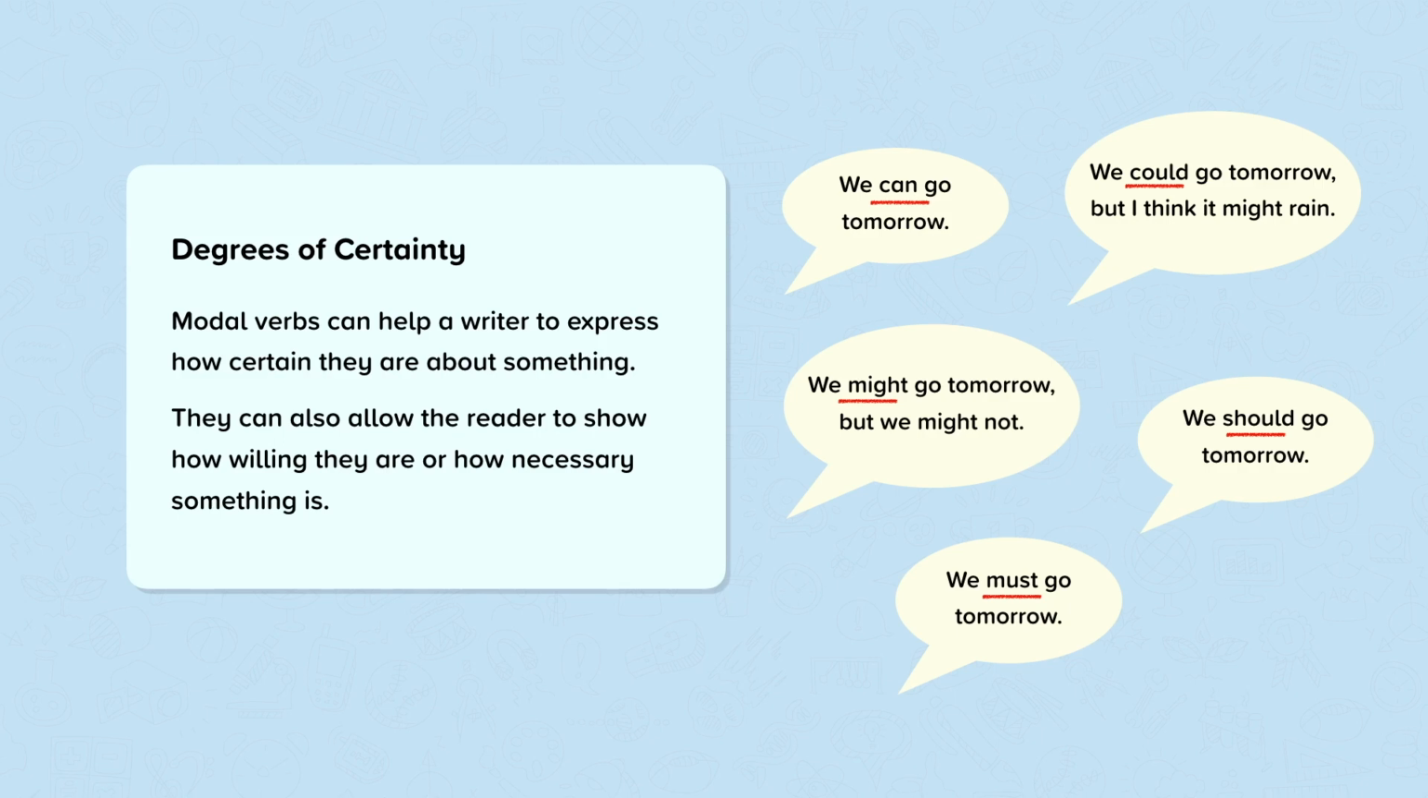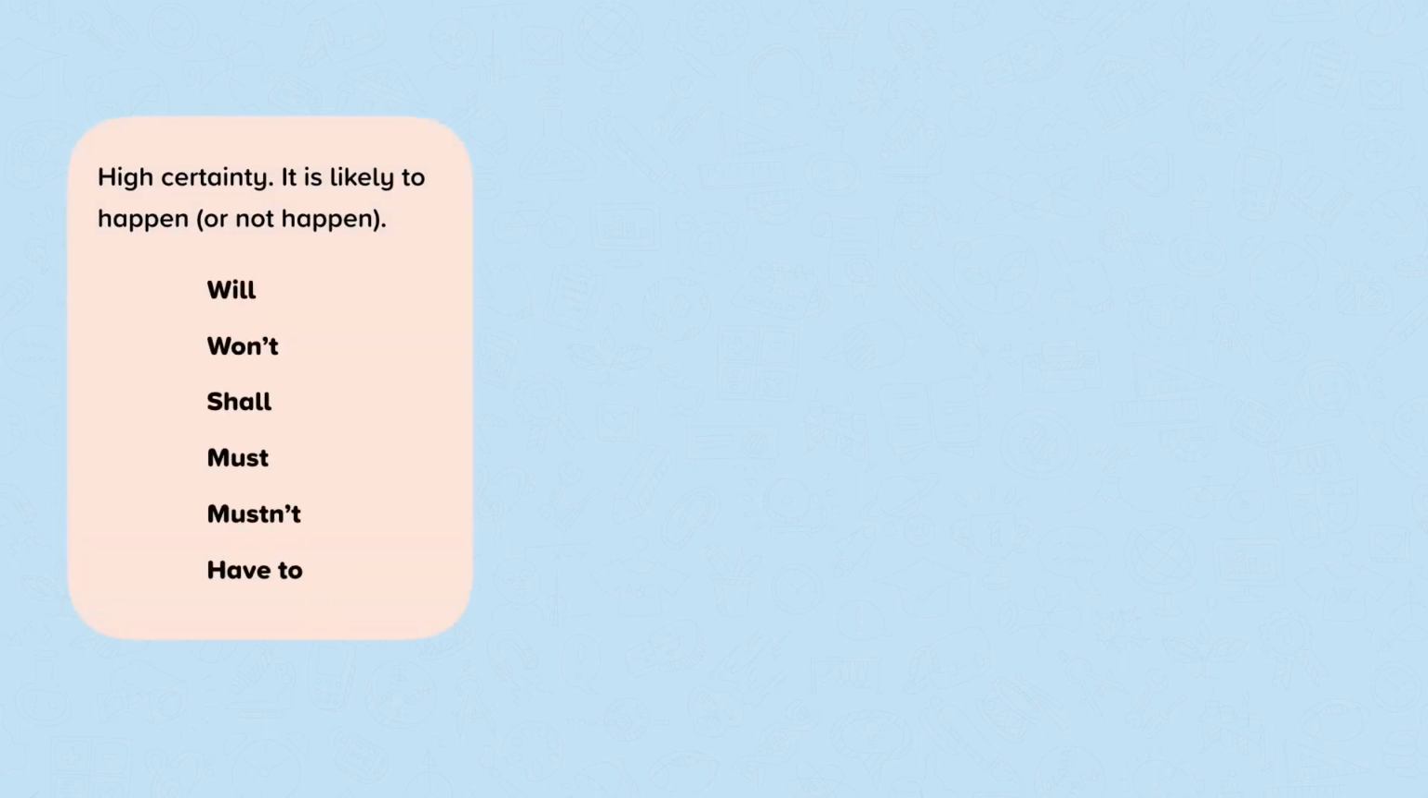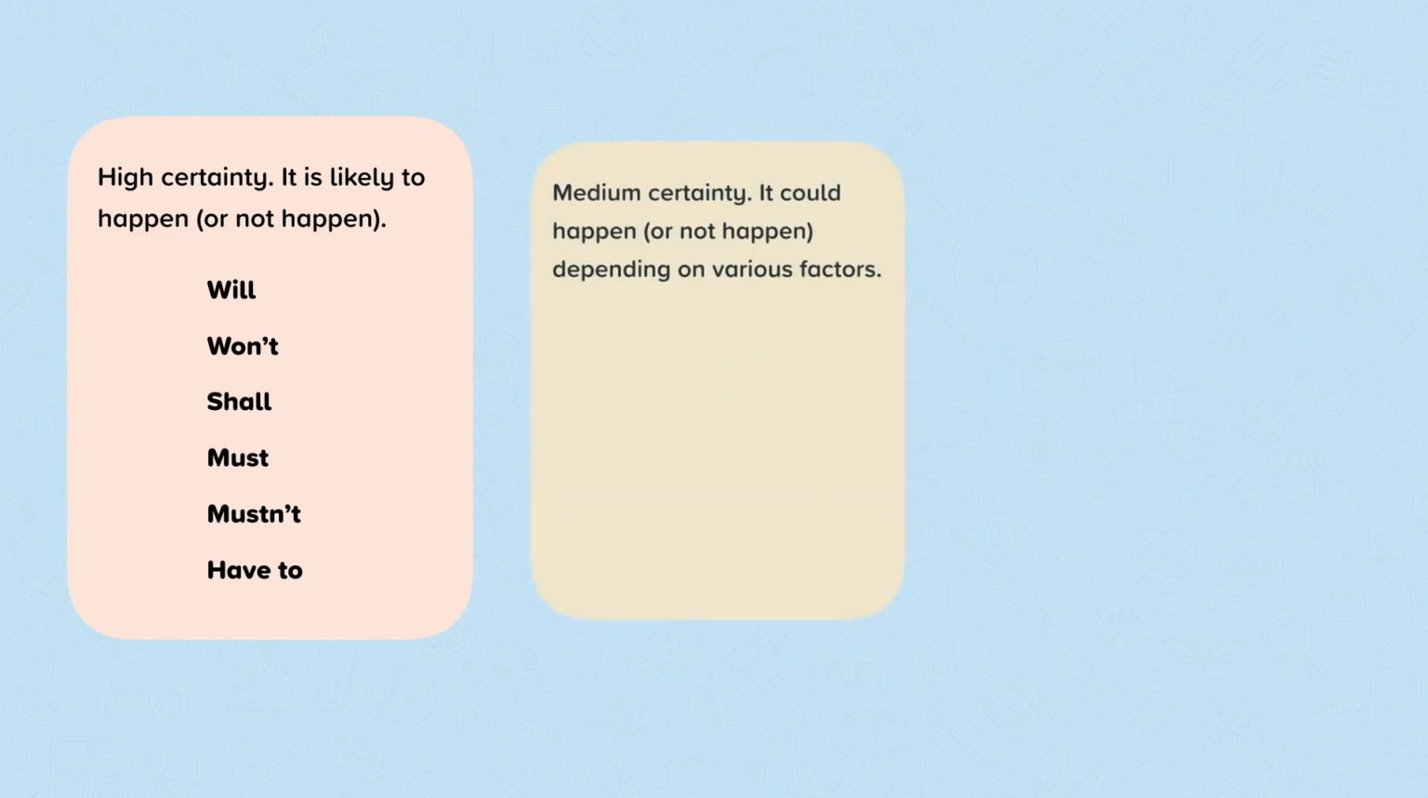Different modal verbs can show different levels of certainty in different circumstances. Here is one example of how modal verbs can be grouped according to certainty. These words are high certainty. It means it is likely to happen or not happen. So will, won't, shall, must, mustn't, and have to.